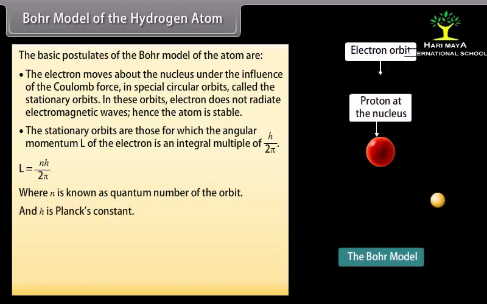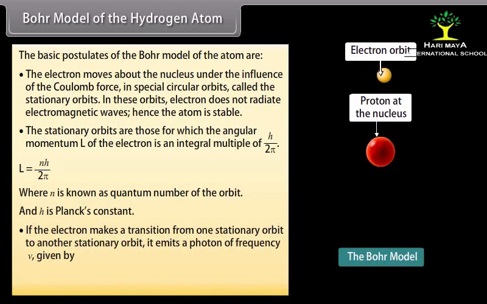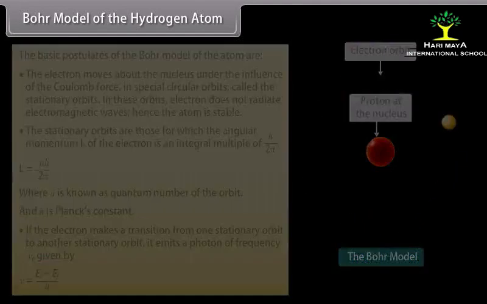and h is Planck's constant. If the electron makes a transition from one stationary orbit to another stationary orbit, it emits a photon of frequency nu, given by nu equals Ei minus Ef upon h.